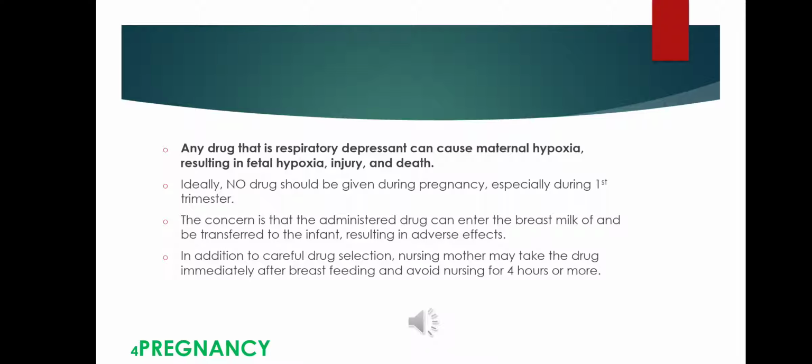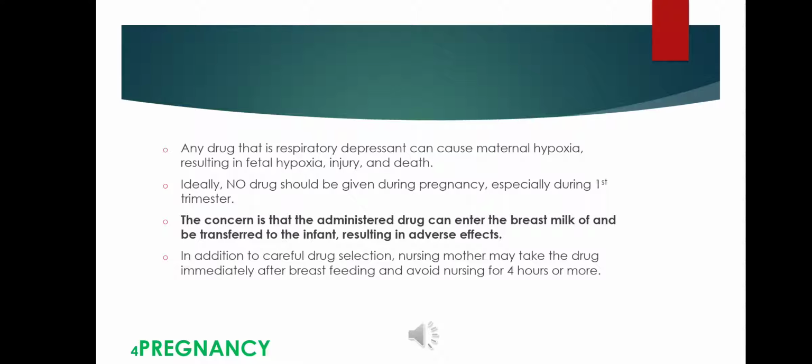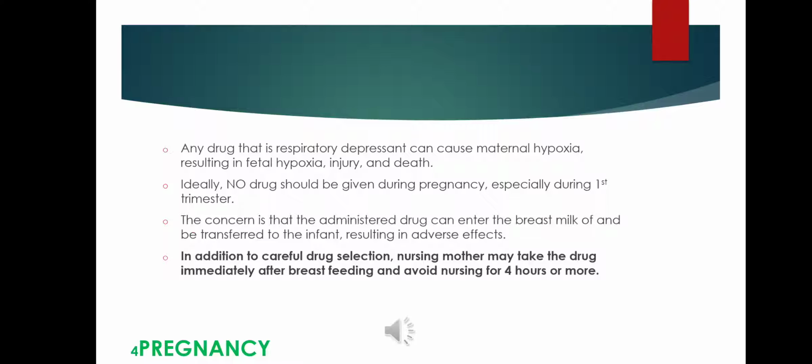Any drug that is respiratory depressant can cause maternal hypoxia, resulting in fetal hypoxia, injury, and death. Ideally, no drug should be given during pregnancy, especially during first trimester. The concern is that the administered drug can enter the breast milk and be transferred to the infant, resulting in adverse effects. In addition to careful drug selection, the nursing mother may take the drug immediately after breastfeeding and avoid nursing for 4 hours or more.